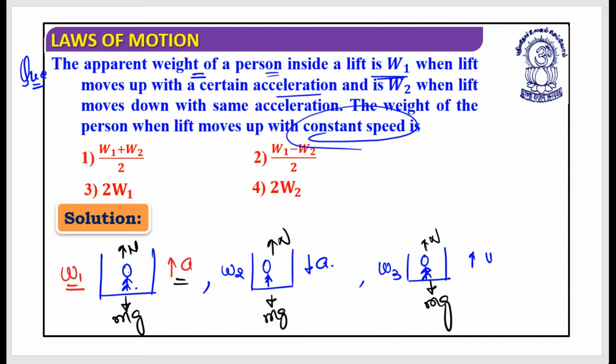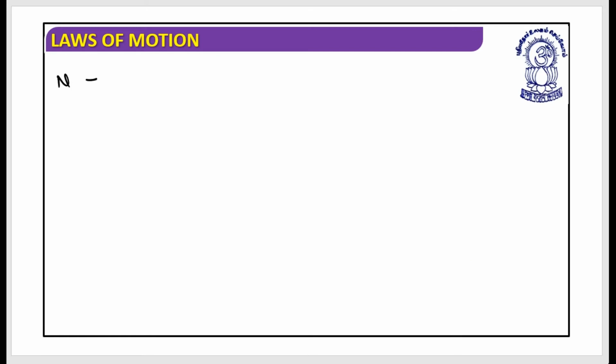Now in the first case, the lift is moving in the upward direction, so which force will be bigger? Yes, we can write N minus mg equals ma. As we have discussed in the previous slides, normal gives the reading of the weighing machine, so this is W1 minus mg equals m into a. This is my first relation.